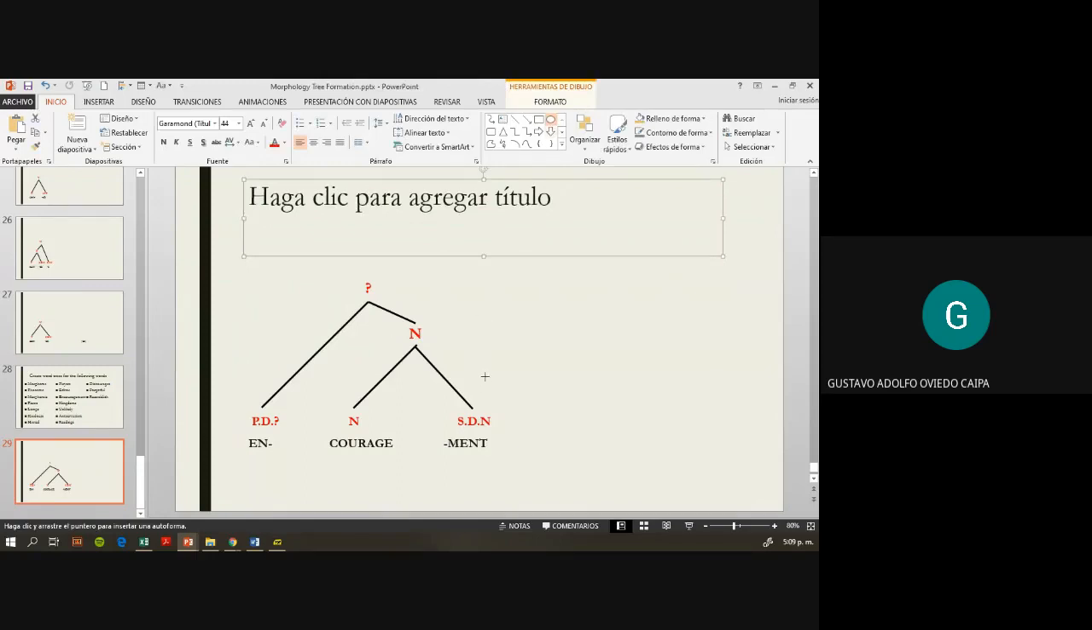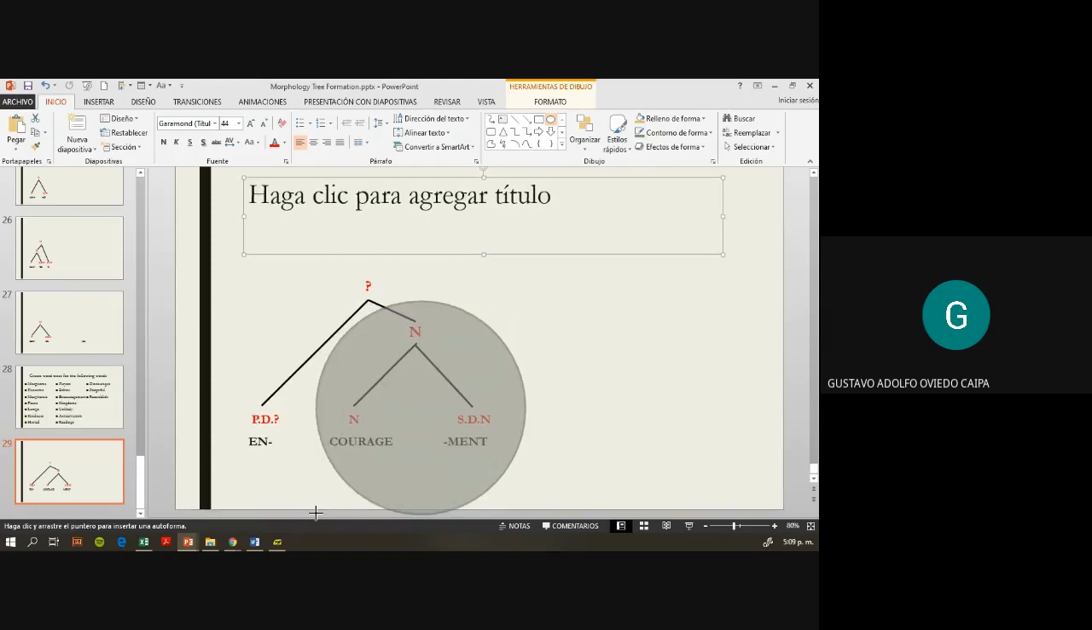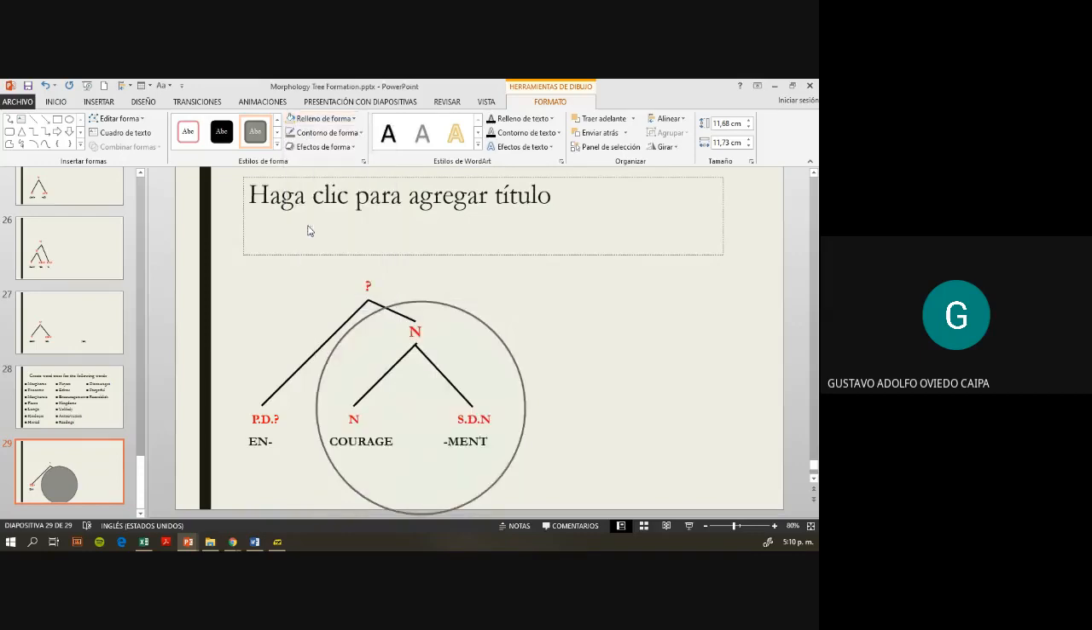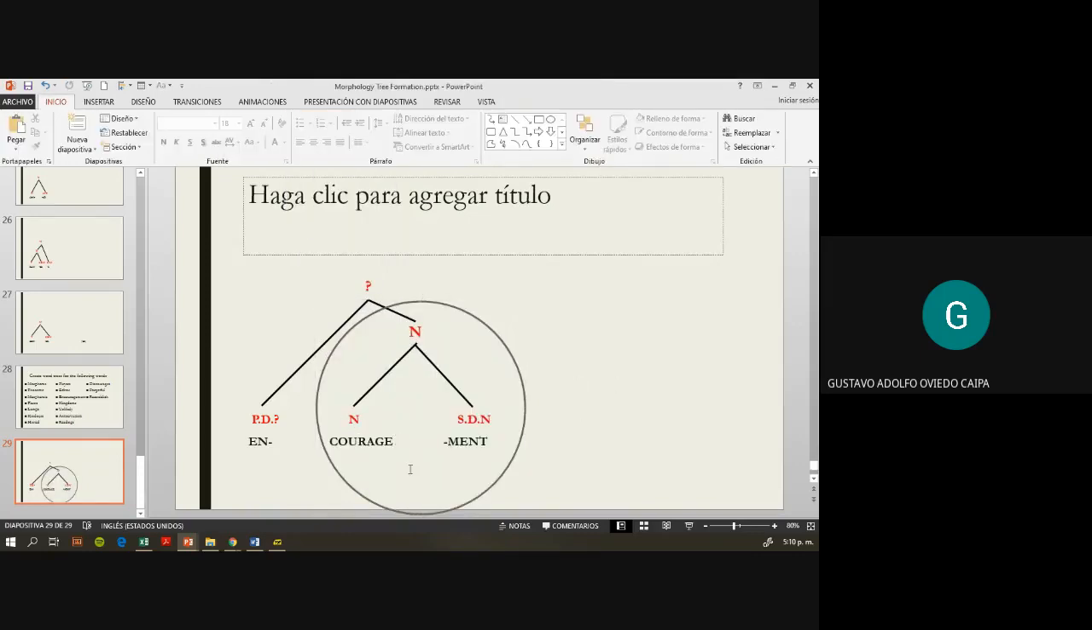So I told you that every step of the tree is supposed to create a real word of English. If I do it like this and I create encouragement, I create something that is not a real word in English. And then I have even more problems with the rest of the word. You see? That's why this construction would be incorrect.